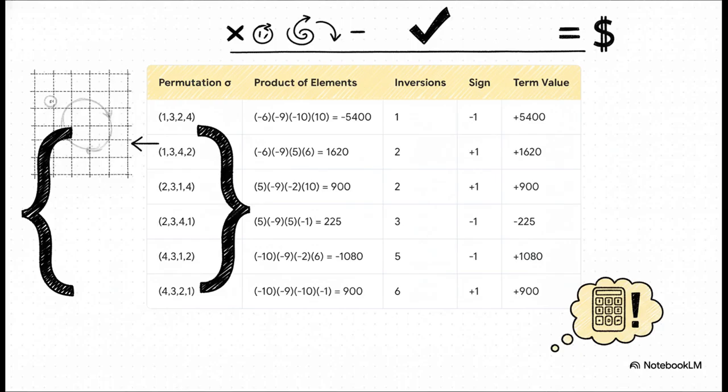And here are the other 6 products. These are the ones where we picked the 9 from the second row. Let's look at the first one here. 1, 3, 2, 4. The only pair that's out of order is the 3 and the 2, so that's 1 inversion. 1 is odd, so our sign is negative. The product is -5400, so a negative times a negative gives us a positive 5400. Let's jump to the last one, 4, 3, 2, 1. This thing is completely backwards. We've got 6 different pairs out of order. Since 6 is an even number, the sign is positive, and we just add the product of 900.